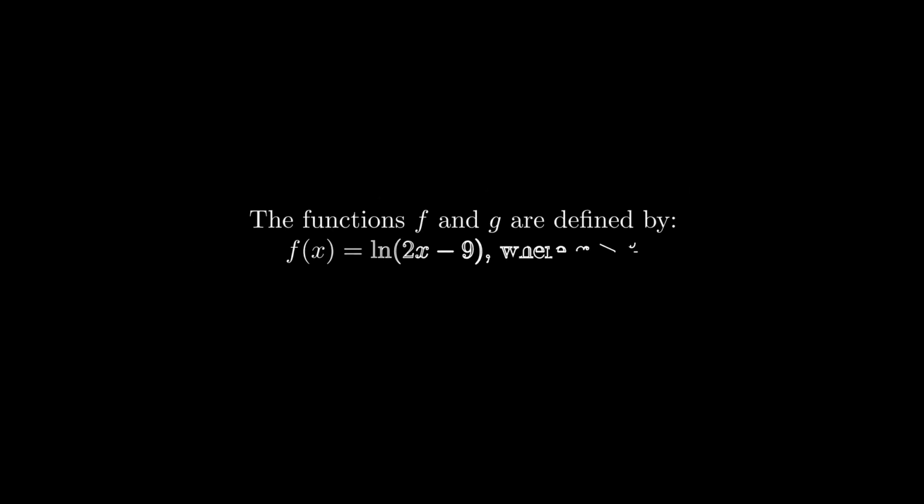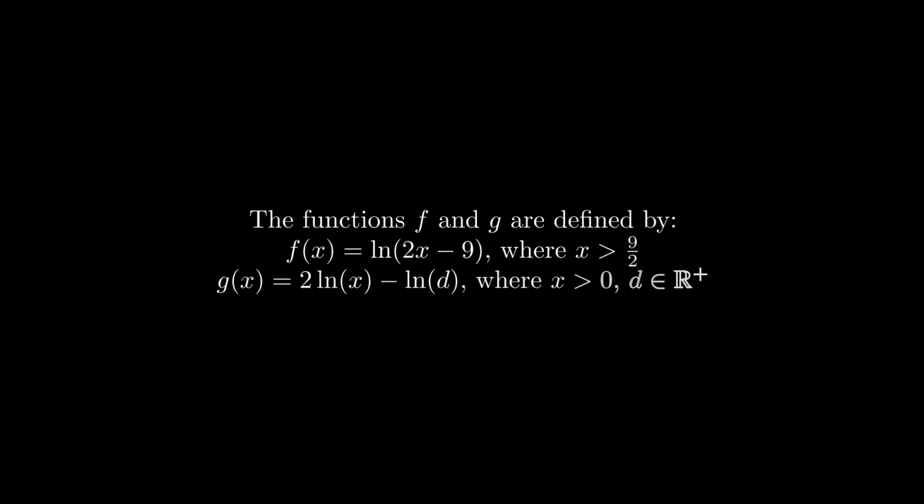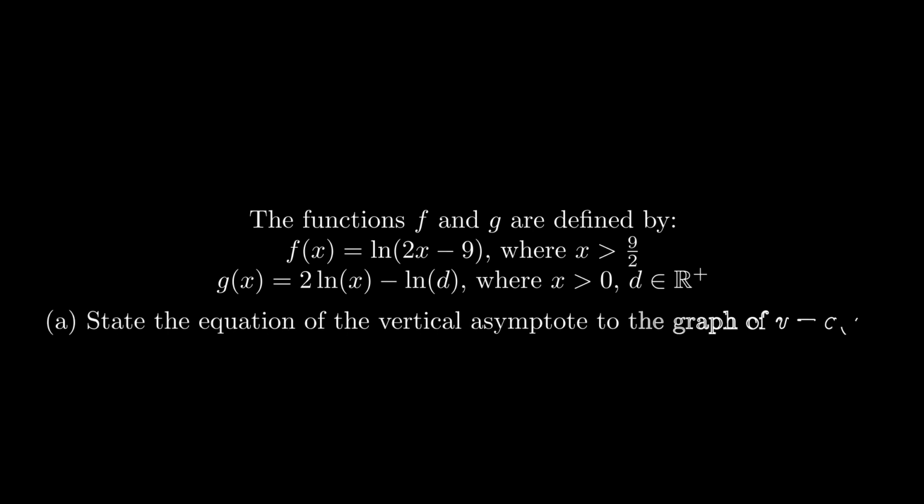We're given two functions, the functions f and g, which are defined as follows. And we are asked to state the equation of the vertical asymptote to the graph of y is equal to g of x. So what is the vertical asymptote of the function g of x?